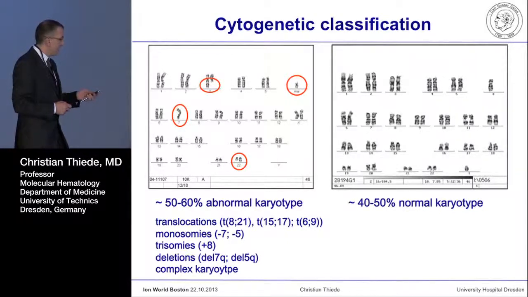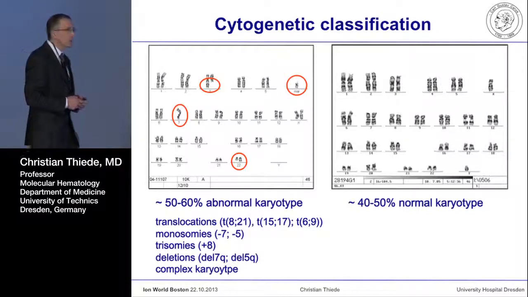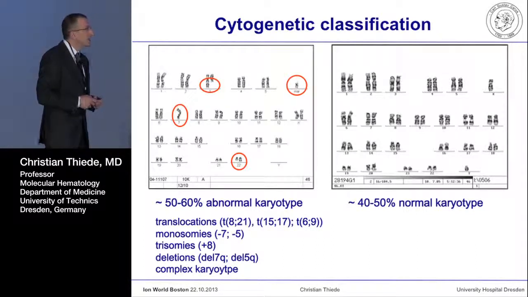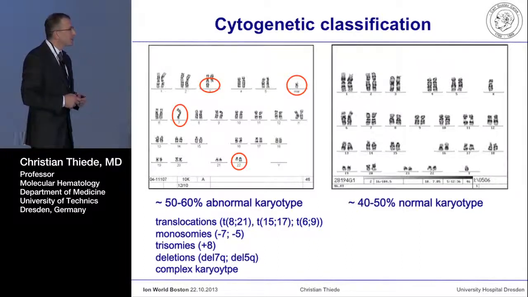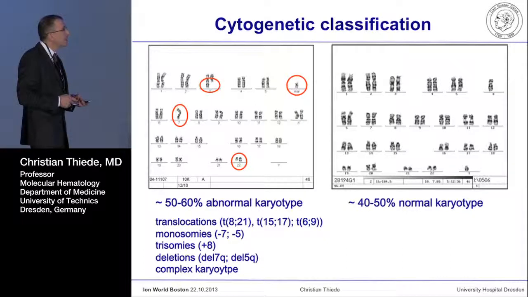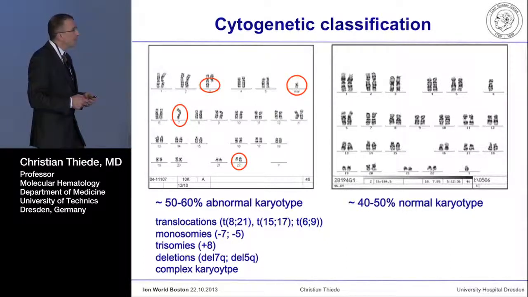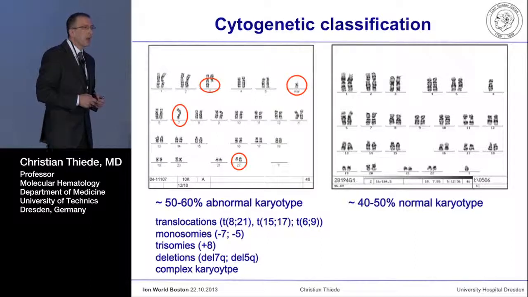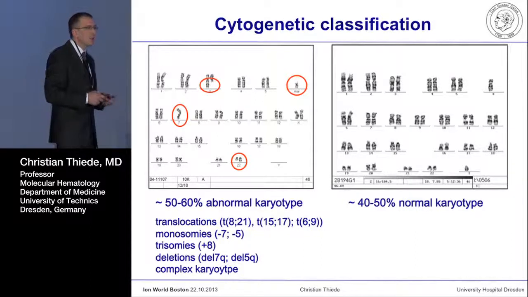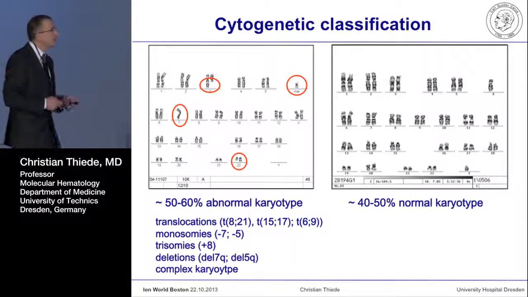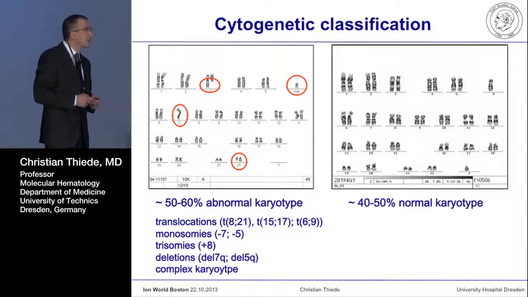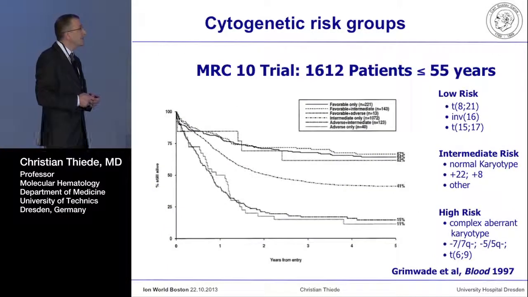We have on the one side patients with cytogenetic abnormalities, and these are mostly reciprocal translocations, monosomies of certain chromosomes or trisomies, and deletions of major parts of chromosomes, or even a complex karyotype as depicted on this slide. On the other side, half of the patients do not show any cytogenetic abnormalities, so have a normal karyotype. And especially in this group of patients, we have made major progress in understanding the mechanisms of disease.